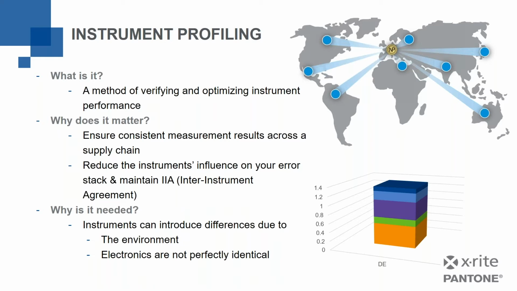And, of course, electronics are not perfectly identical. So if you have 2 devices that were made at the exact same time, the capacitors and the circuits and everything inside of an electronic device don't give us perfectly identical results every single time. So that's where inter-instrument differences come from, and profiling is about minimizing that to ensure that your instrument is giving you a good, accurate, precise measurement.